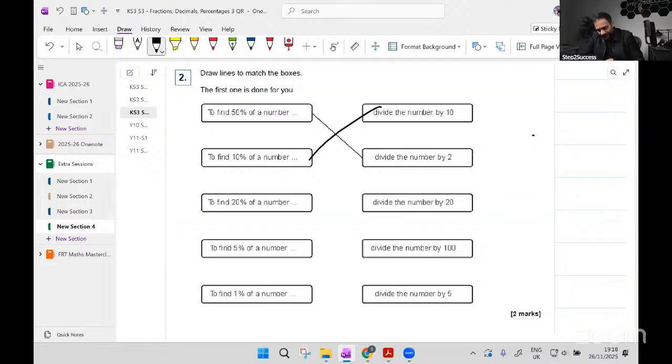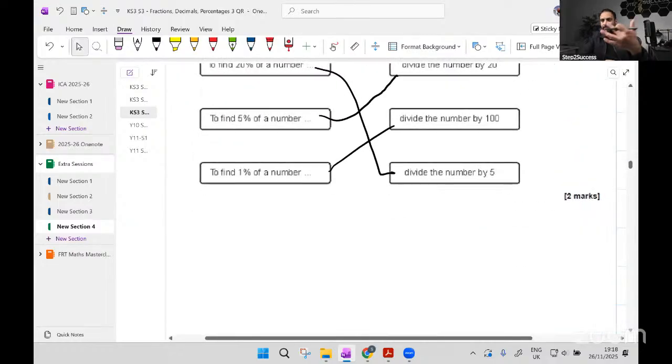20% of a number is dividing the number by 5. Rarely would you do that. You'd normally find 10% and double it, but still. Find 5% of a number also, you probably wouldn't do that too much, but it is dividing by 20. And 1% of a number, which you will do a lot, is dividing the number by 100.